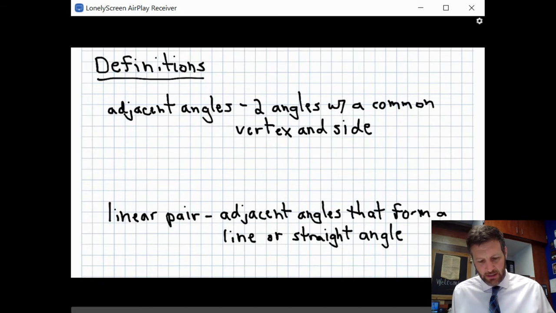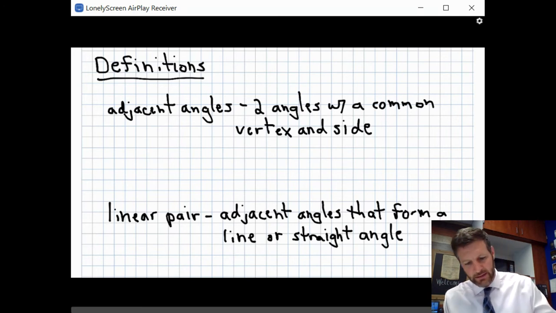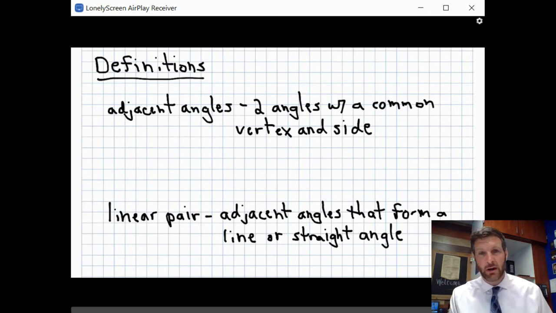The first definition is adjacent angles. What are adjacent angles? They are two angles with a common vertex or a common side. And again, because sometimes I think a picture is worth 1,000 words, here we go. And that's why with every definition, just a reminder, you need to have an illustration or an example.